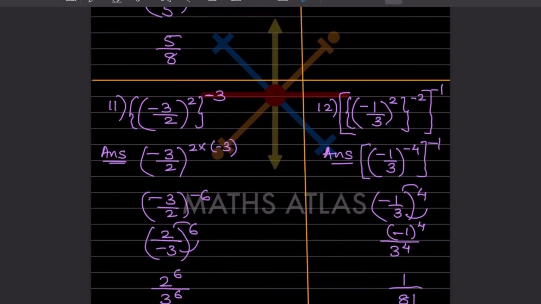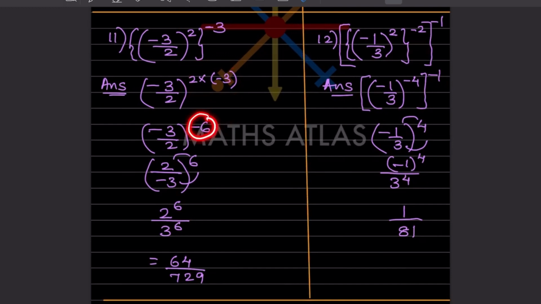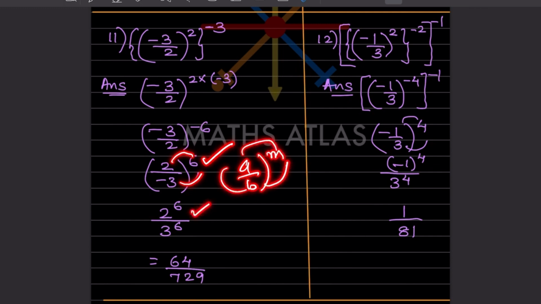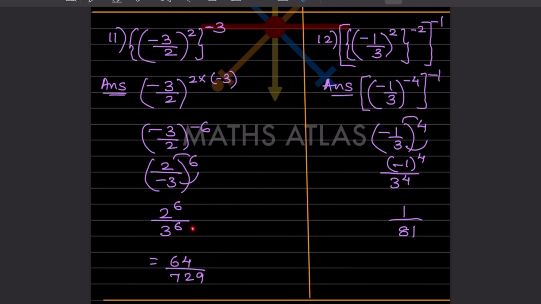Now look at here. First thing you have to do here is multiply this into this. This will remain the same. So when you multiply, you get here minus 6. Now because this is negative, first thing you are going to make it positive. This doesn't matter, it can be the same. So here 2 by minus 3 will flip over and this becomes positive. Now you will again use that formula, a by b raised to m. Same over here. When you multiply 2 six times, you will get 64. When you multiply 3 six times, you will get 729.